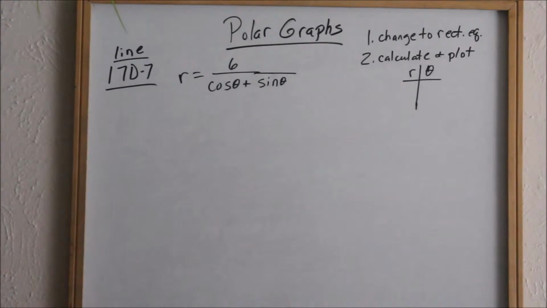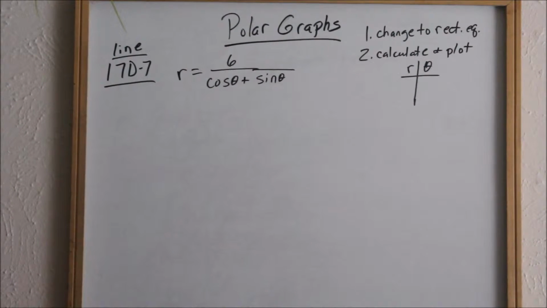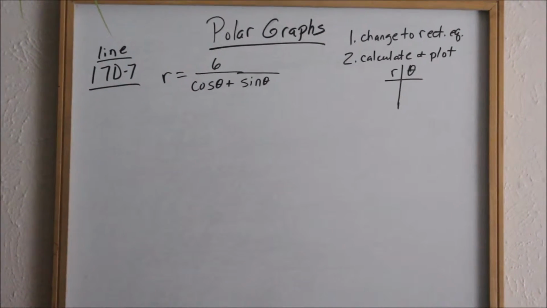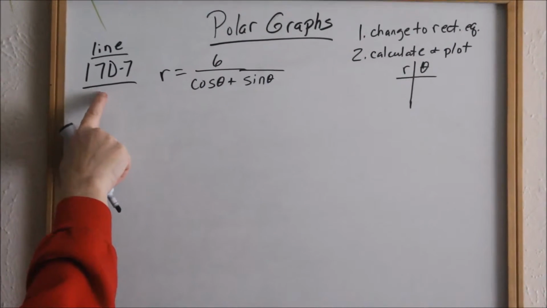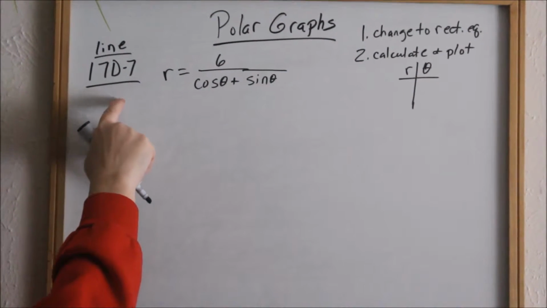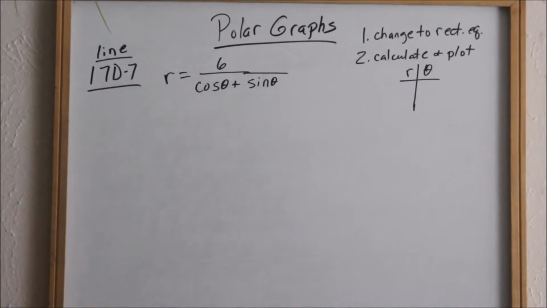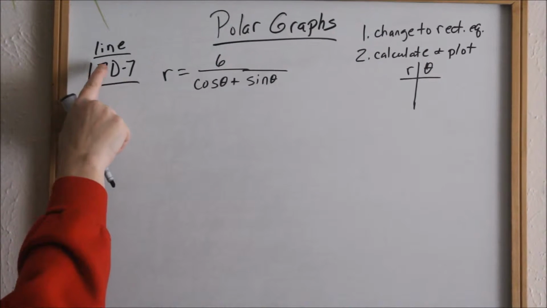Okay, now we're going to be doing polar graphs. So we're going to take these polar equations and we're going to graph them. So let's look at 17D7. I'm usually going to tell you in advance what the shape looks like on the graph. So right now I'm telling you it's a line.